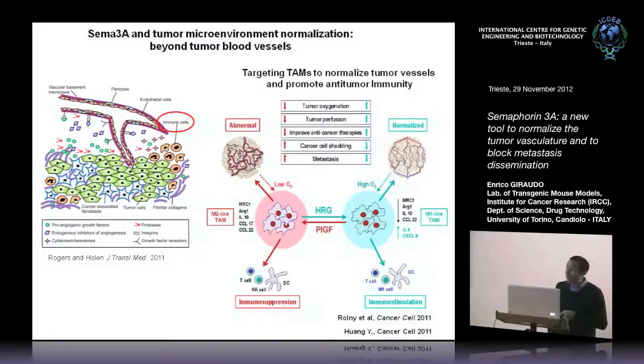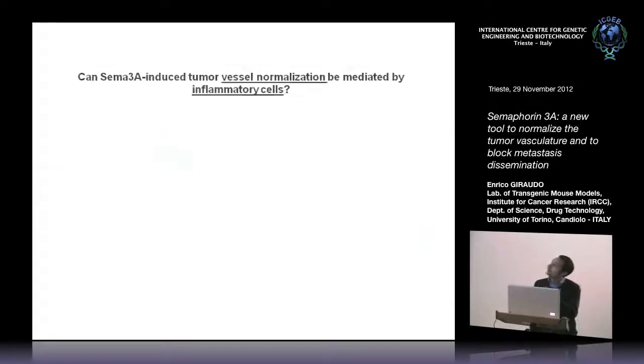It's already been described how the switch from an M2 versus an M1 phenotype in tumors contributes to vasculature normalization. There's already data that suggests that, let's say, by normalizing also the macrophages, you can have a normalized vasculature. So we asked whether SEMA3A-induced vascular normalization can be mediated at least in part by inflammatory cells.